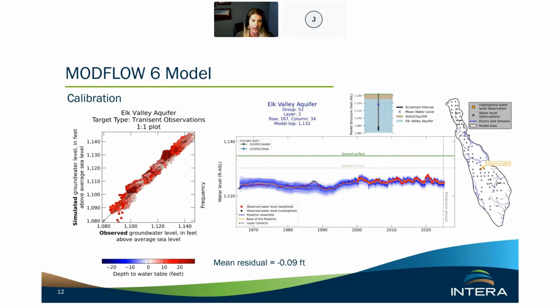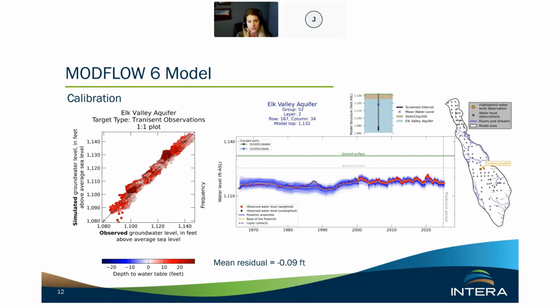And then I've got a transient plot on the right here. It's a hydrograph for one of the locations in the center of the model. You can see each one of those gray points is an observation location, so we have quite a few across the entire aquifer domain. I'm showing this location, which has data across our entire history matching period. Those red dots represent the observations that we're trying to match.